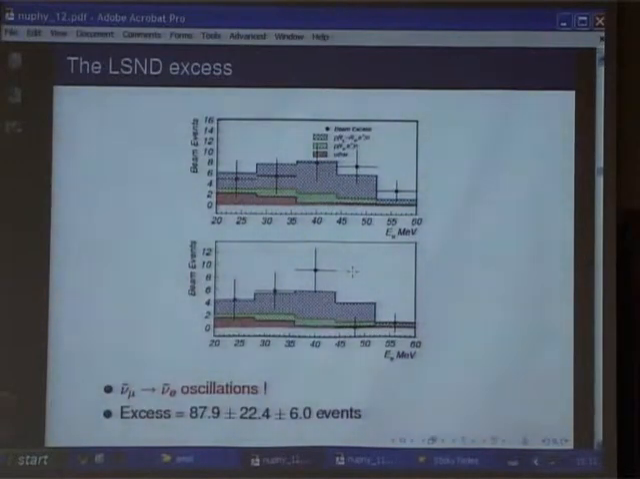So I think one of them is mu, one is mu bar. So this is mu to mu bar oscillations, mainly. And they actually found an excess, and you see that the excess is much above the background. So this is almost 90 events. So it's more than 3 sigma, in fact perhaps even more than 4 sigma. So this is a significant sigma.